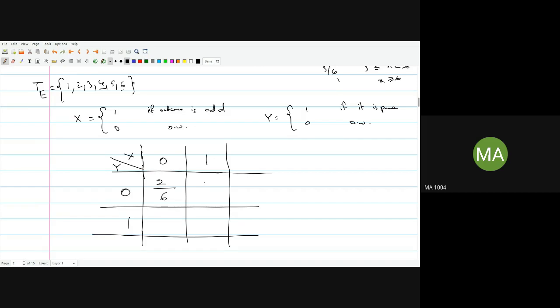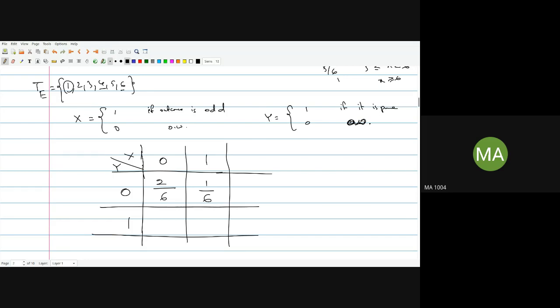Similarly, what is the second one? x being 1 means x is odd, and y taking value 0 means it is not prime. Sorry, not composite, not prime, sir. So it should be odd and it should not be prime. How many possible outcomes are there? Only 1. So 1 is odd, and it is not prime. So 1 by 6.